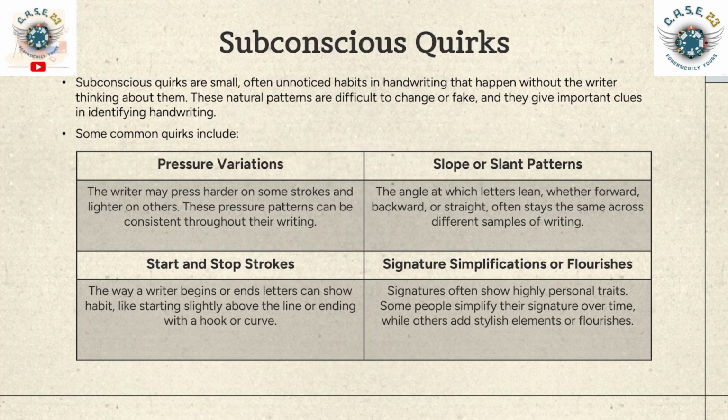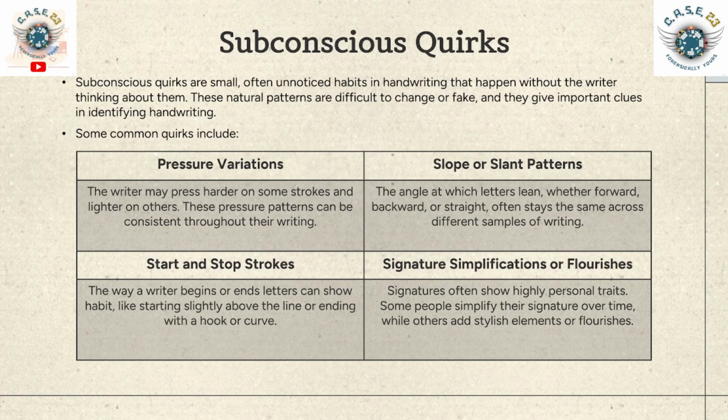The next is slope or slant patterns. Another quirk is the angle of your writing. Do your letters lean to the right, or maybe they're straight, or even slightly to the left? Most people keep the same slant, either straight, to the right or to the left. It becomes second nature, and this pattern shows up in all of the handwriting samples, which helps experts match handwriting with more accuracy.